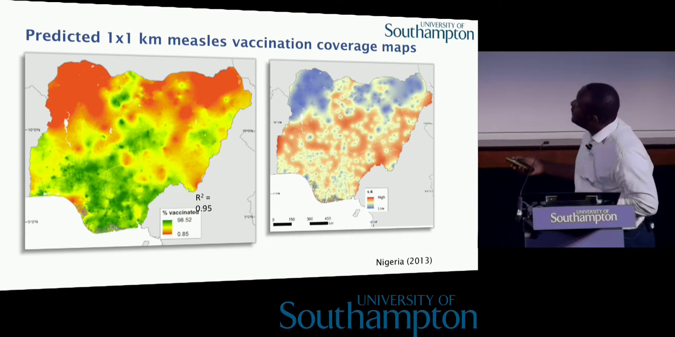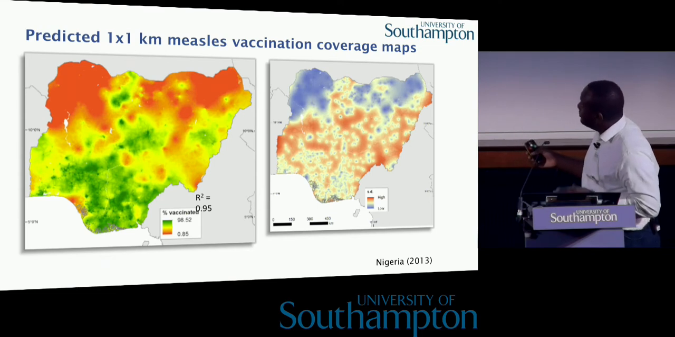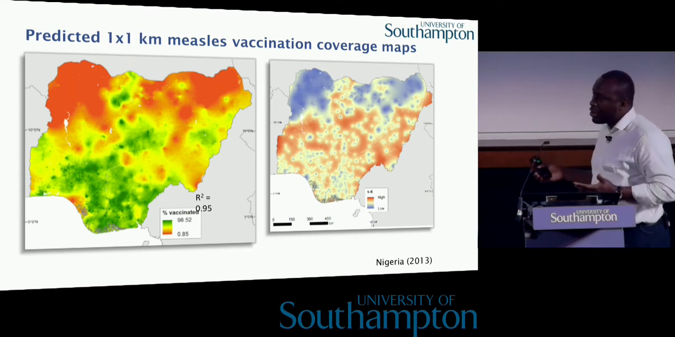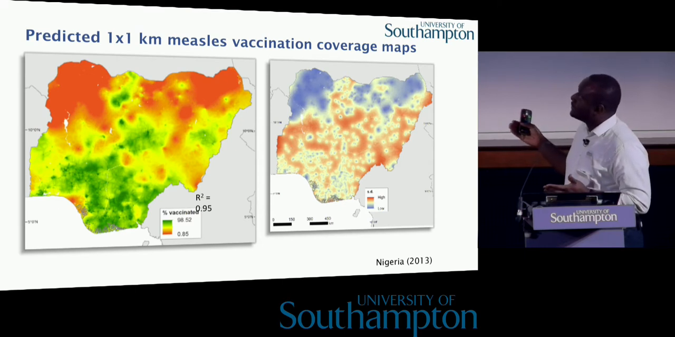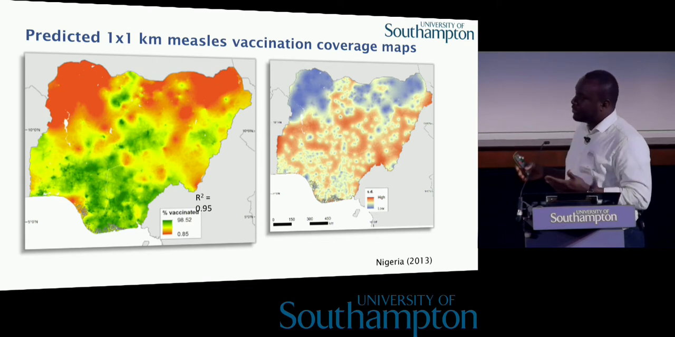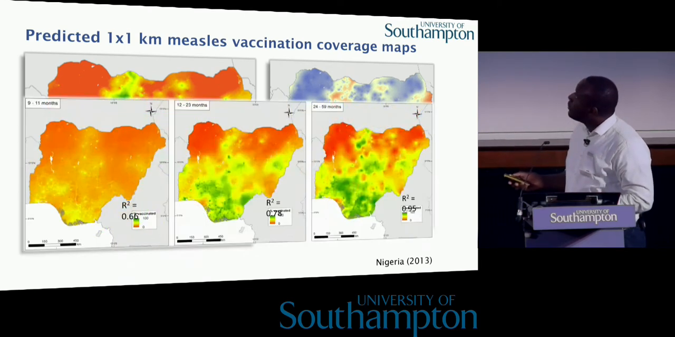And here is an uncertainty map that shows the level of confidence that we have associated with these predictions, with the blue areas being areas of low uncertainty and the red areas being areas of high uncertainty. But overall, the levels of uncertainty that we've estimated for the predictions are generally below 20%.